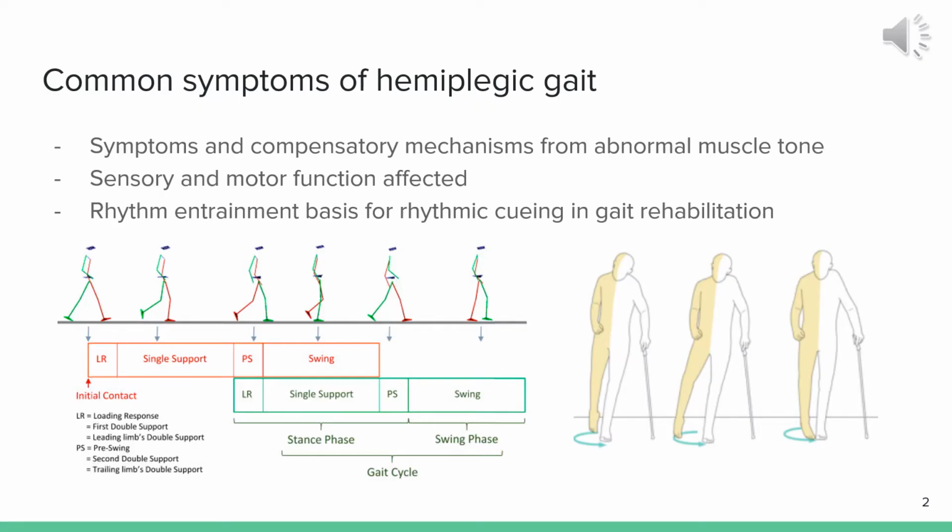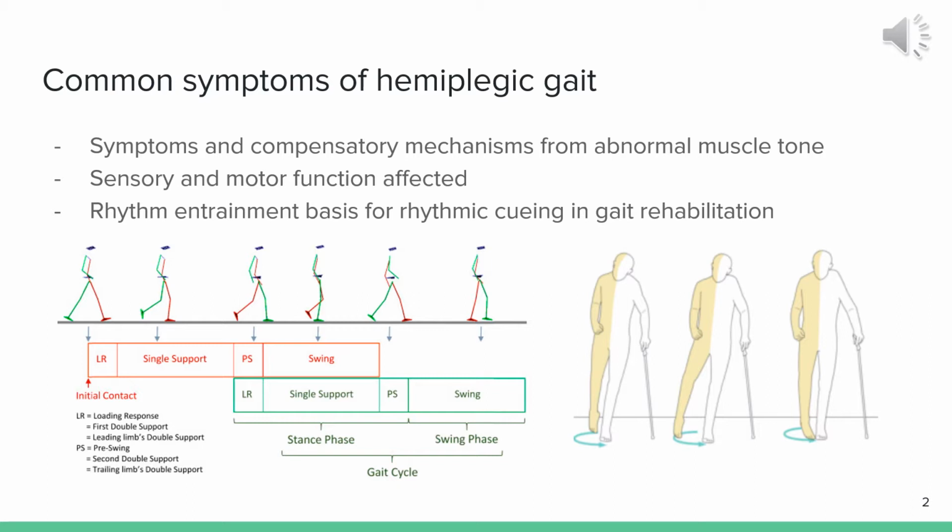Now, rhythmic stimulation is often used to treat gait impairments, especially hemiplegic gait. Now, what is hemiplegic gait? Hemiplegic gait is a type of gait impairment mostly caused by stroke that starts with damaged neurons leading to abnormal gait patterns causing abnormal muscle tone, which is also the cause of further gait problems.